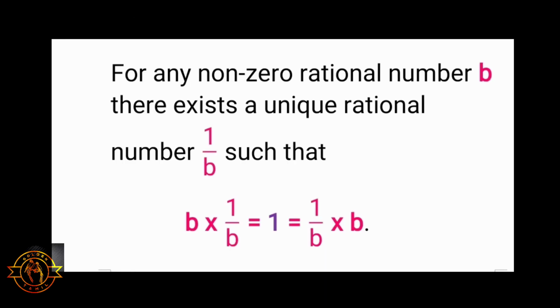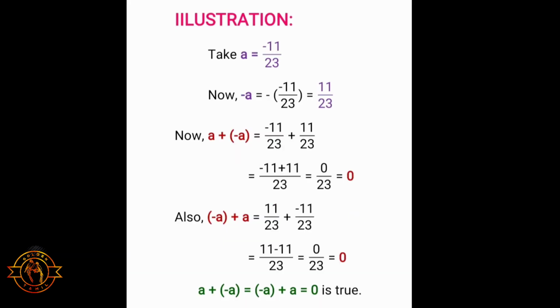And for any non-zero rational number b, there exists a unique rational number 1 by b such that b into 1 by b is equal to 1, and which is equal to 1 by b into b. Let us see an illustration for this additive and multiplicative inverse property.